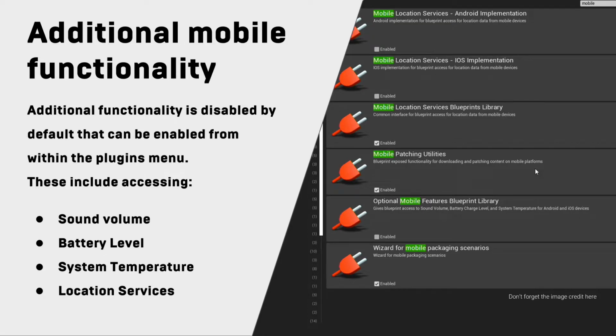So for mobile developers, it's worth noting that there's actually a bunch of features that are disabled by default that you can use for mobile. If you go to your plugins menu and do a search for the word mobile, for some reason they're not under the category of mobile, only one of them is. But if you do a search for mobile, you'll see that there's a bunch of extra stuff. So all of a sudden, if you enable these optional mobile features, you can start getting your sound volume, your battery level, your temperature, as well as location services. So you can get much more information coming into your game, and they're turned off by default.